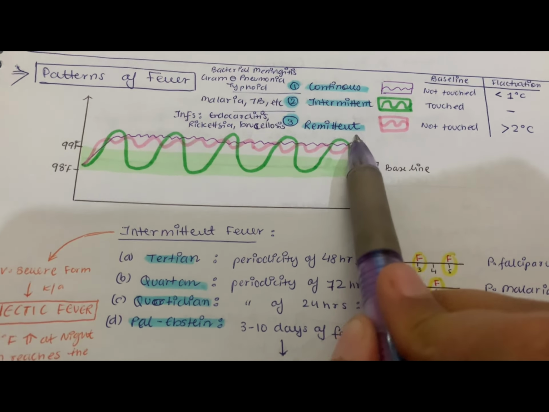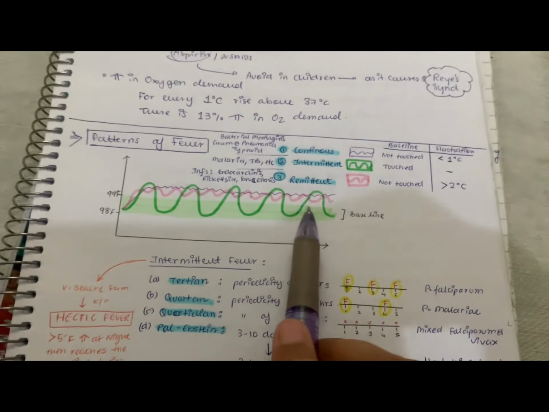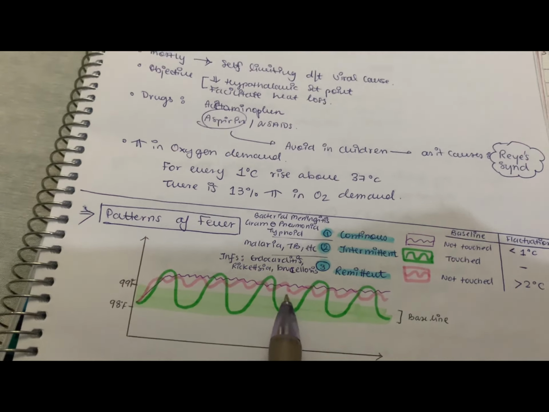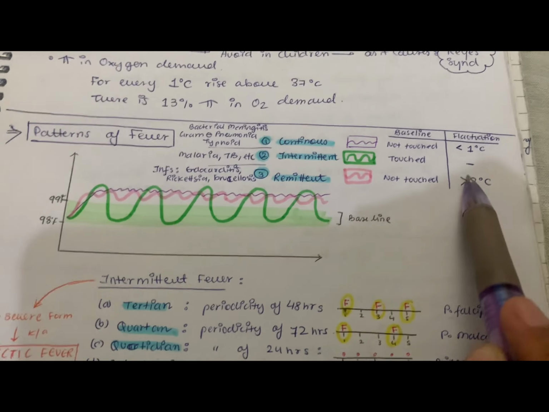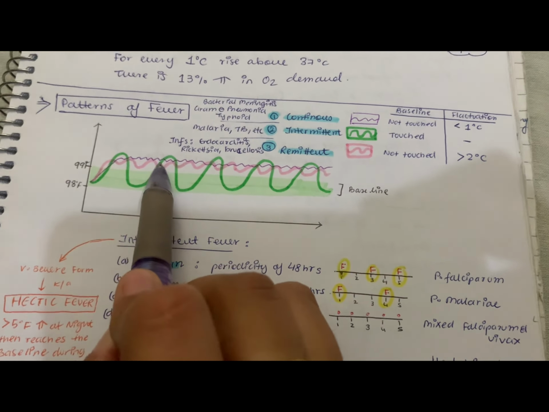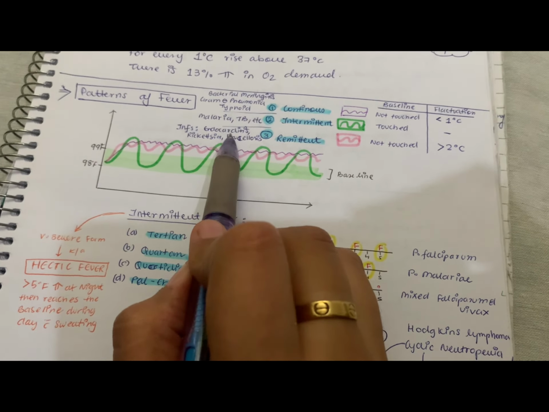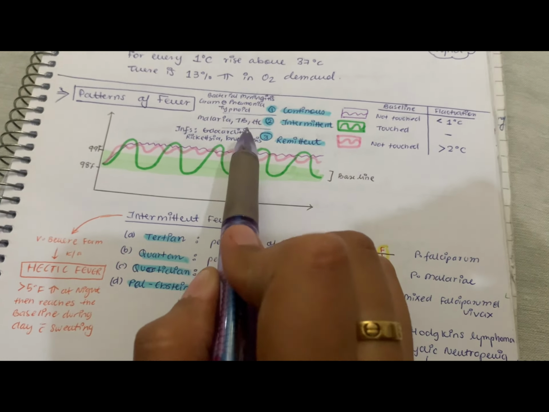Coming to remittent fever, which is represented here in the pink. So baseline is again not touched. It is above this green color highlight you can see. And the fluctuation is more than 2 degrees centigrade. Here the fluctuation was less than 1 degree centigrade. Here the fluctuation is more than 2 degrees centigrade. The examples of remittent fever are infections such as endocarditis, rickettsia, brucellosis, etc.